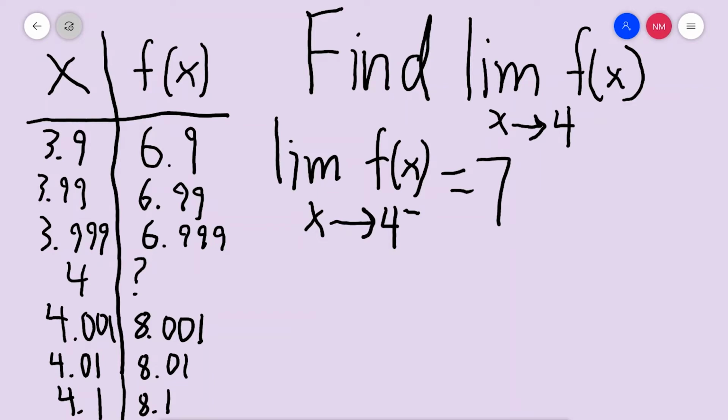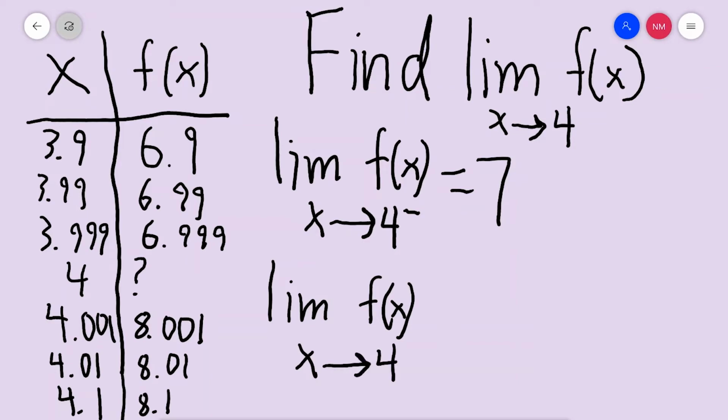Now let's try to find the right-hand limit. On the right, as we approach 4, we go from 4.1 to 4.01 to 4.001. Meanwhile, the y values seem to be going from 8.1 to 8.01 to 8.001, and they seem to be approaching the value 8. So that means the limit of f of x as x approaches 4 from the right is equal to 8.